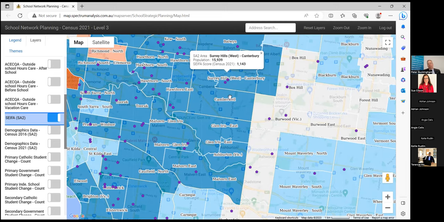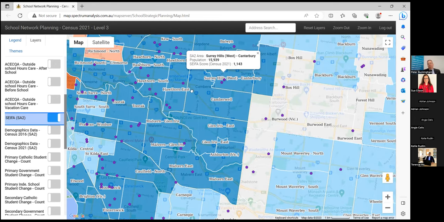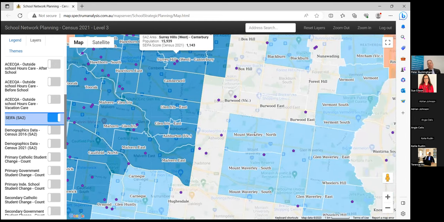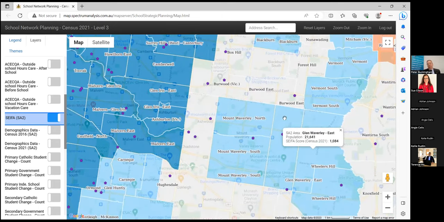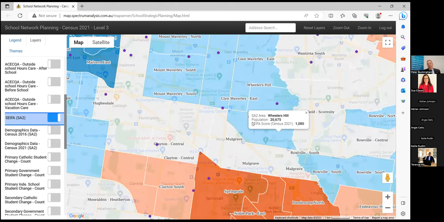So SA2's dark blue is the top 20%. Light blue is the next 20%, so Mount Waverley, Glen Waverley. You can see we're all in this bit over the 1,000 mark for Melbourne, Wheelers Hill.